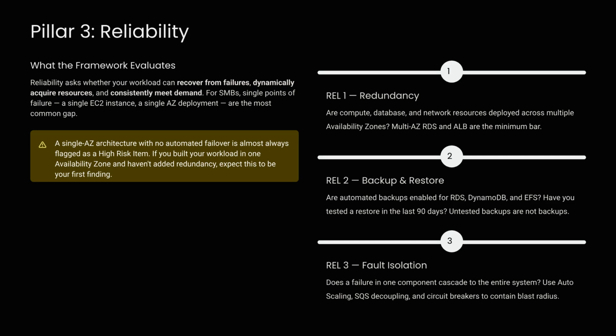Pillar 3, Reliability evaluates if your workload can recover from failures, acquire resources dynamically, and consistently meet demand. A single AZ architecture without automated failover is a high-risk item. Focus on redundancy, automated backup and restore, and fault isolation techniques like autoscaling and SQS decoupling.